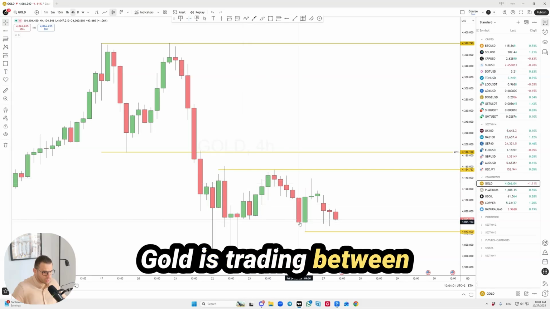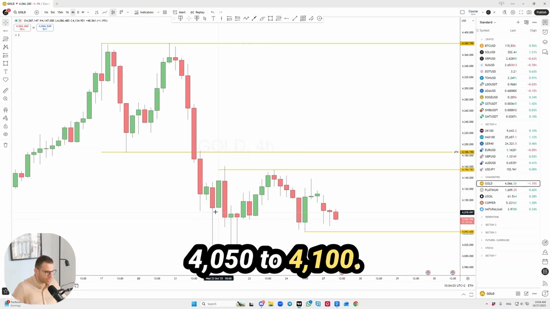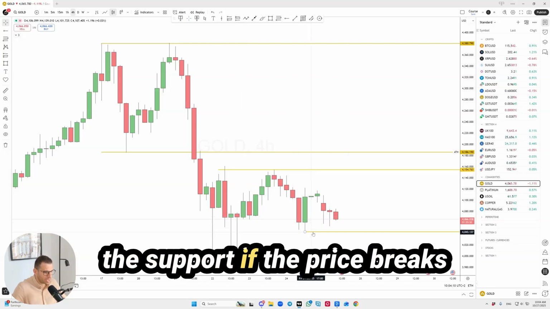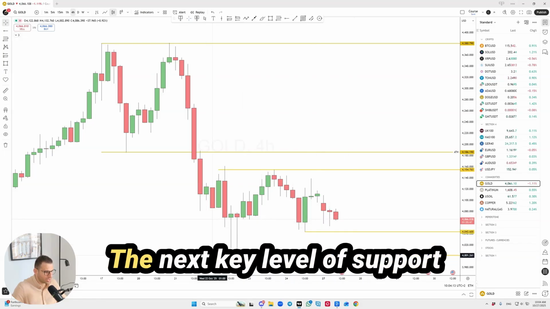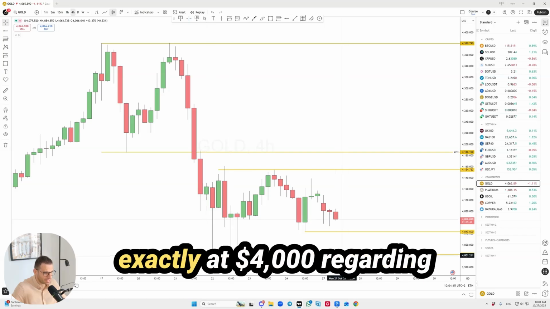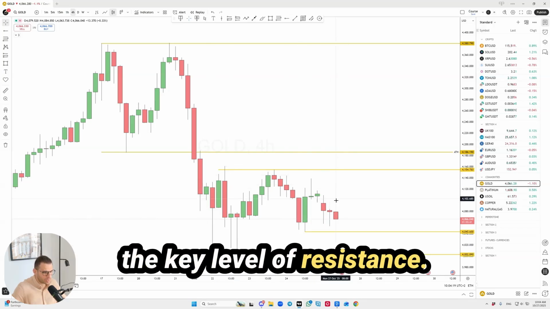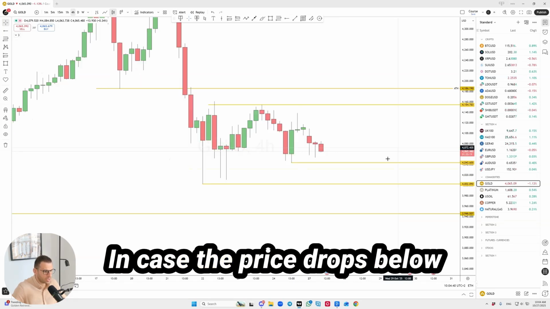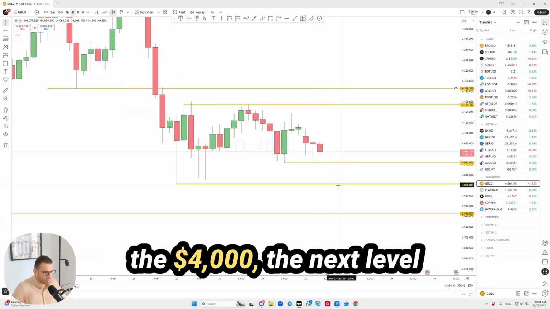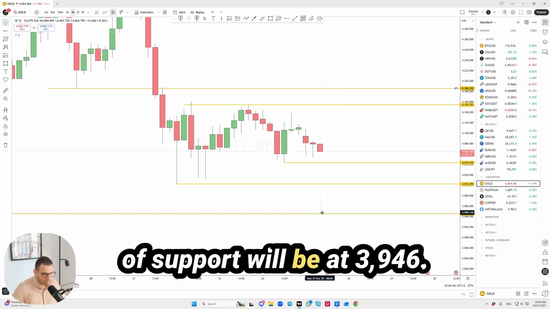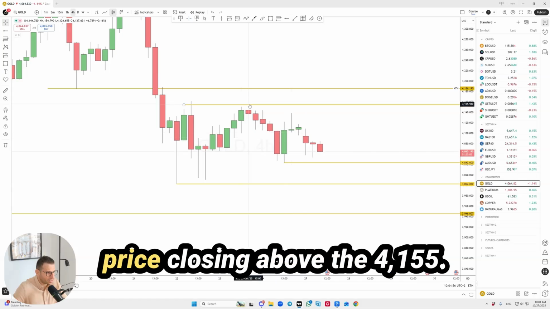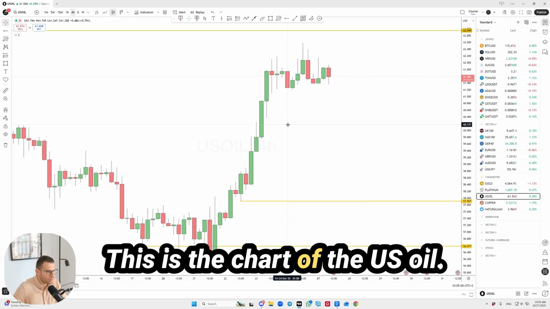Gold is trading between 4,050 to 4,100 with a lot of rejections happened last Wednesday. The price is hovering around this support. If the price breaks and closes below that support, the next key level of support will be this one here. That's exactly at $4,000. Regarding the key level of resistance, the first one is going to be up there around 4,187. In case the price drops below the $4,000, the next key level of support will be at 3,946. For a change of market structure, we have to see the price closing above the 4,155.